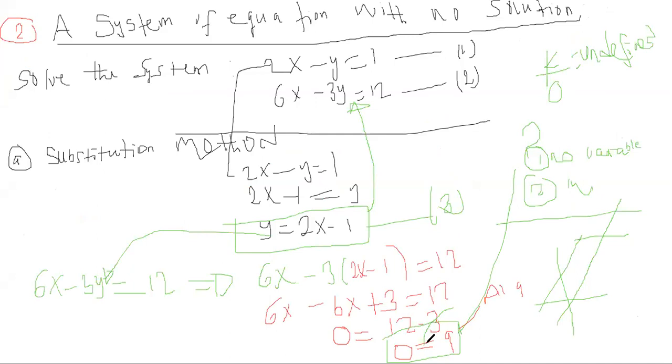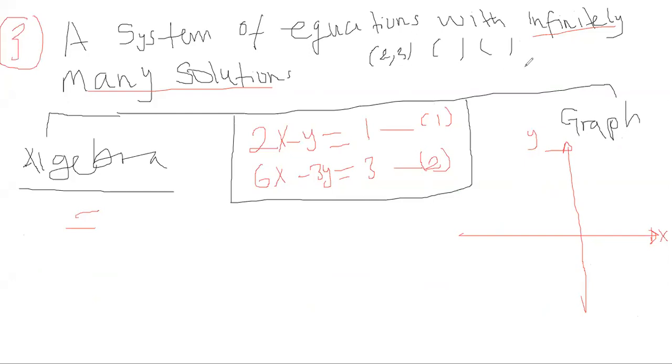In a situation like infinitely many solutions, it will give you an expression like 0 equals 0. So when you solve this kind of system of equations and you end up with 0 equals 0, know that the solution is what? Infinitely many solutions. I hope that is clear.